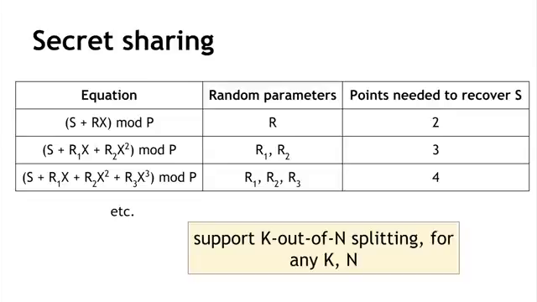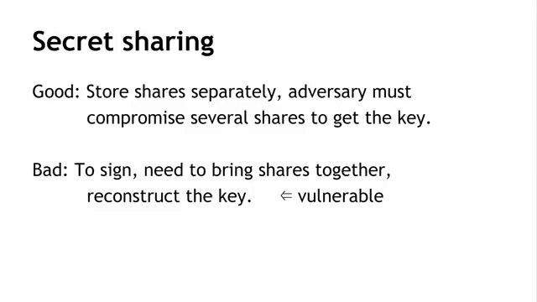Support k out of n splitting for any k and n. So let's talk about the good and bad that we get out of this process. The good part is that we can store the shares separately, and the adversary needs to be able to recover k shares in order to get back what the secret was. And that's good news, right?